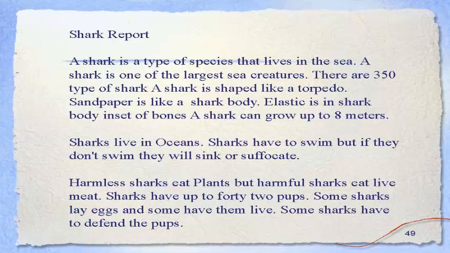Elastic is in shark body instead of bones. A shark can go up to 8 meters. Sharks live in oceans. Sharks have to swim, but if they don't swim, they will sink or suffocate. Harmless sharks eat plants, but harmful sharks eat live meat. Sharks have up to 42 pups. Some sharks lay eggs and some have them live. Some sharks have to defend the pups.